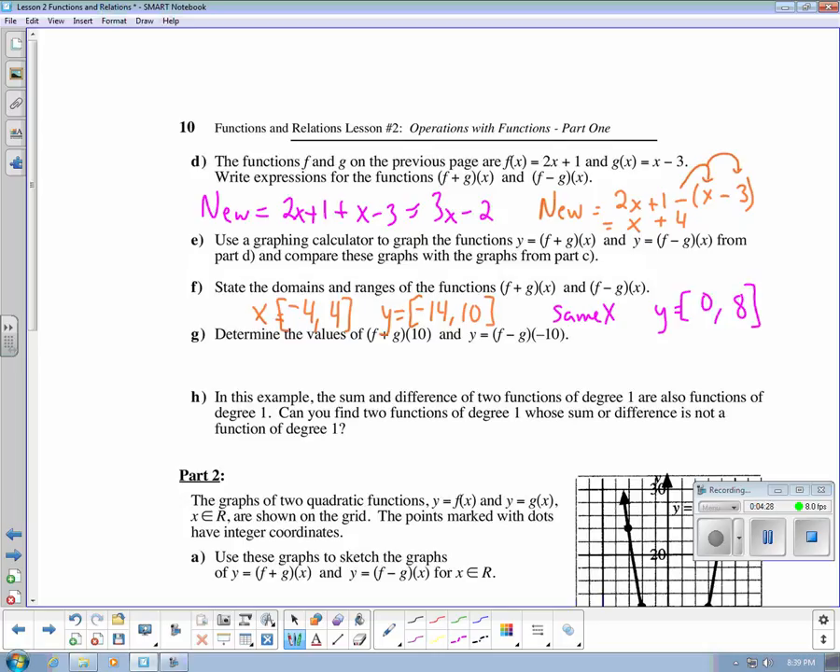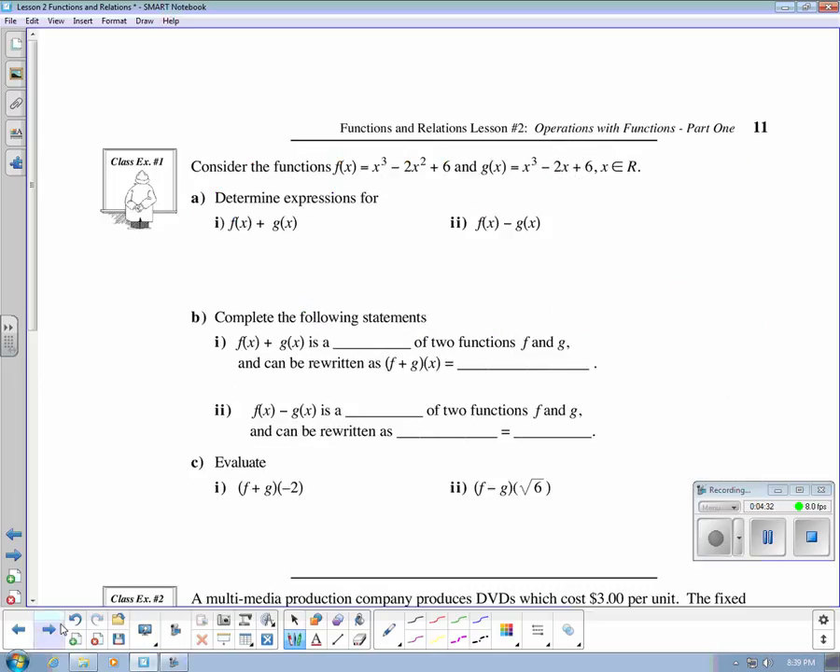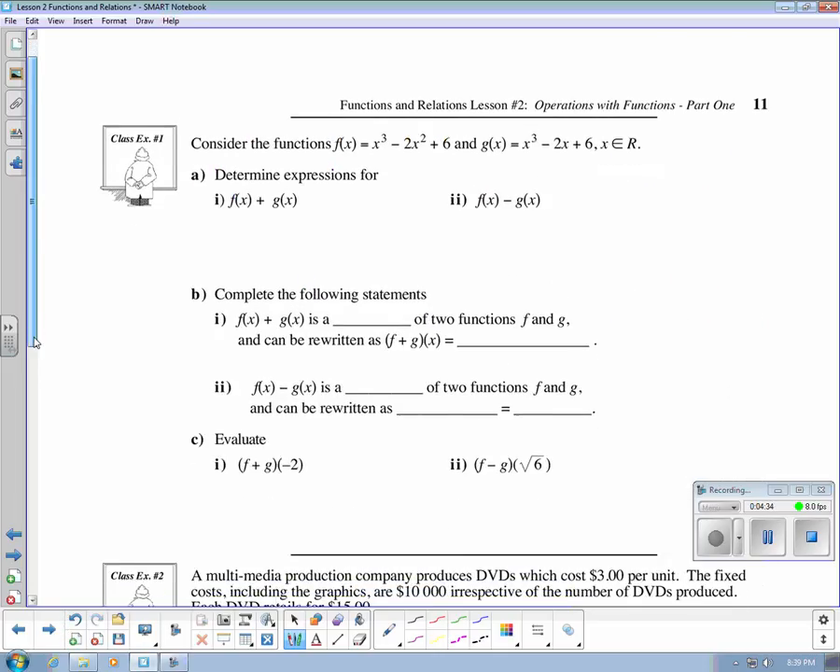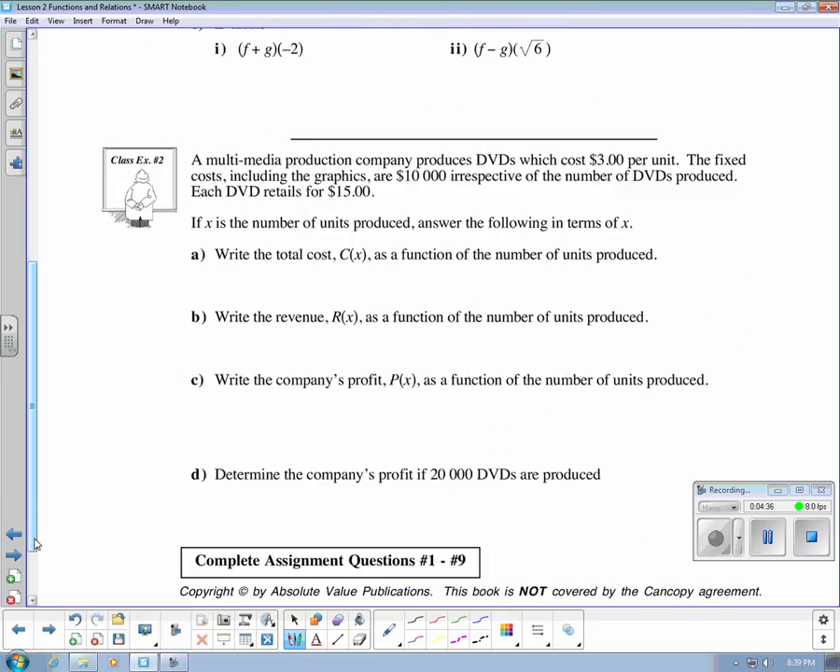We've got one other question to look at that incorporates putting functions together. So if you turn to class example number 2, read that question a minute, and then we'll set up the equations.